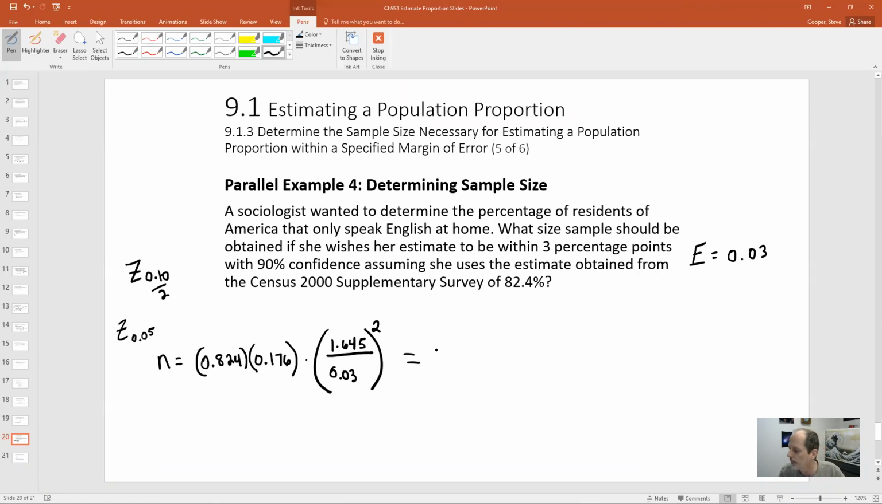Okay, so since we get 436.04, we can't take 0.04 worth of an individual, so we're just going to go ahead and round this up to the nearest integer. Even though in terms of mathematical rounding we wouldn't round up, since what we're doing is deciding how large of a sample to use, we don't want to underestimate, so we're always going to round up.